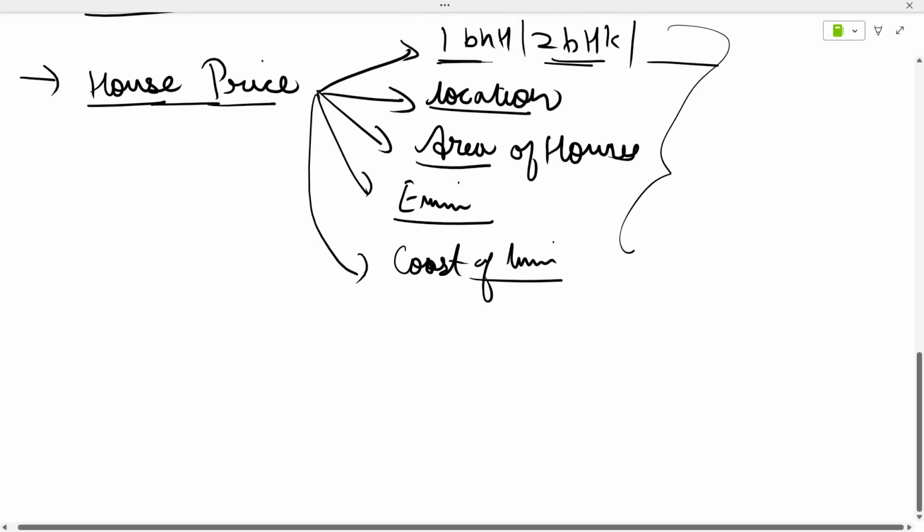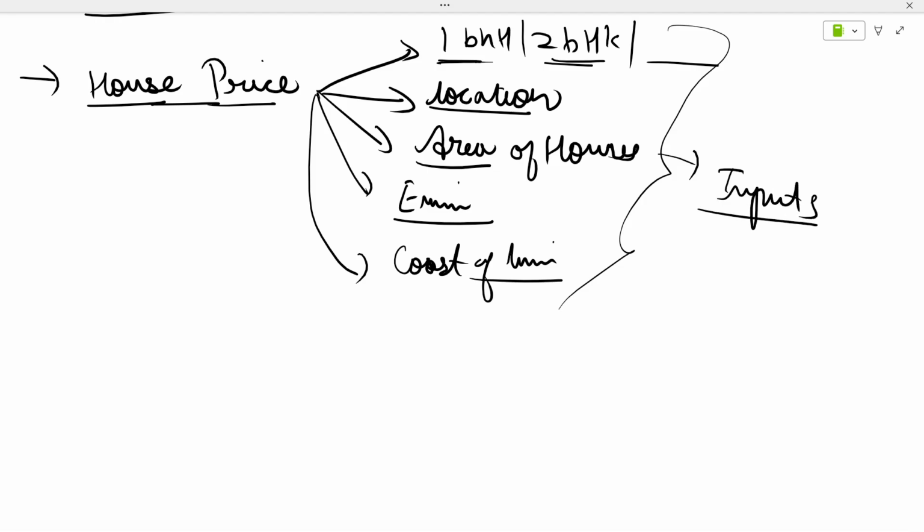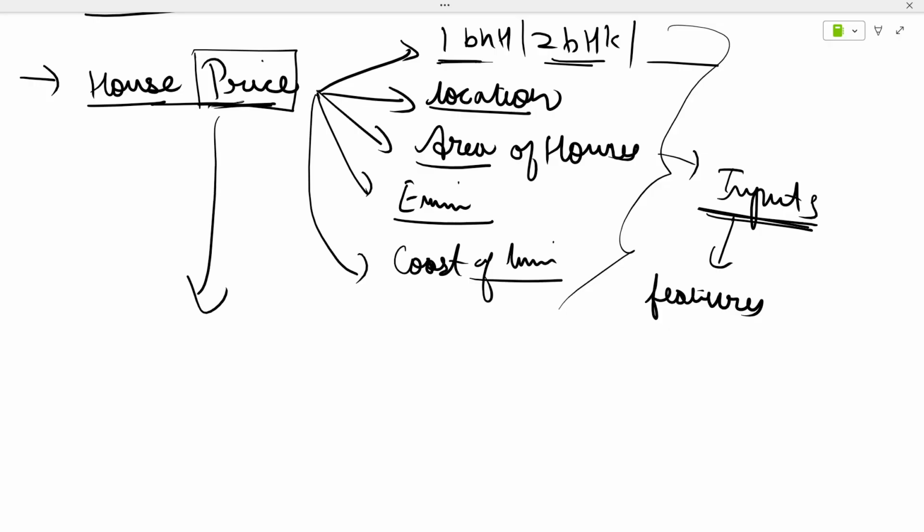All these factors come under inputs to predict the price of the house which you are going to buy. So these are the inputs. These inputs are nothing but features in machine learning, and the output, the price, let's say it is $10,000 or 1 CR or like that, this price is the label.